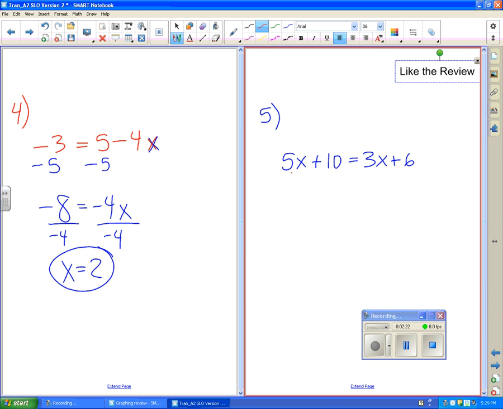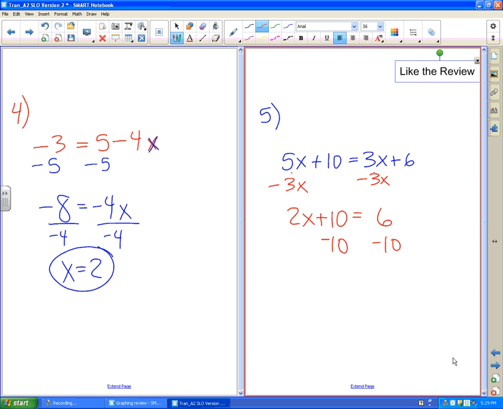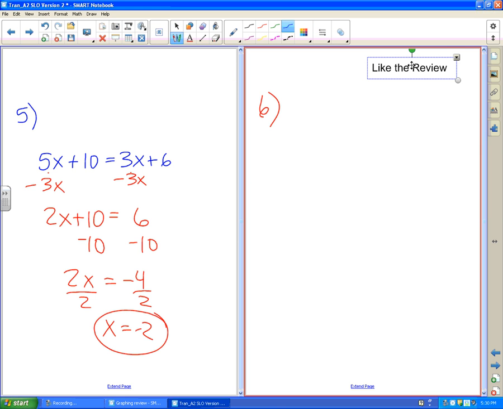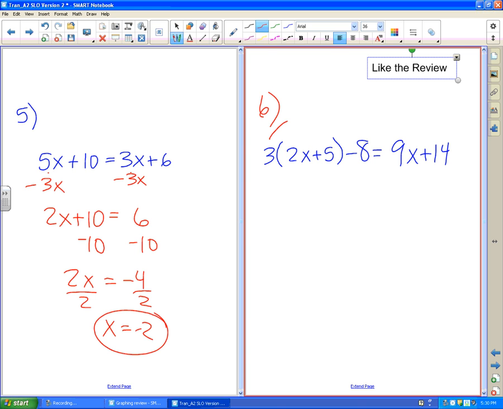X is on both sides, so we got to take care of those first. Subtract the smaller one from both sides. Now it becomes like one of the earlier problems. Distribute in this 3. 6x plus 15 minus 8 is 9x plus 14. Okay. Combine like terms. 6x plus 7.